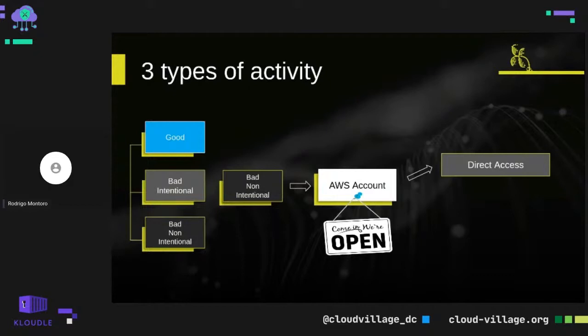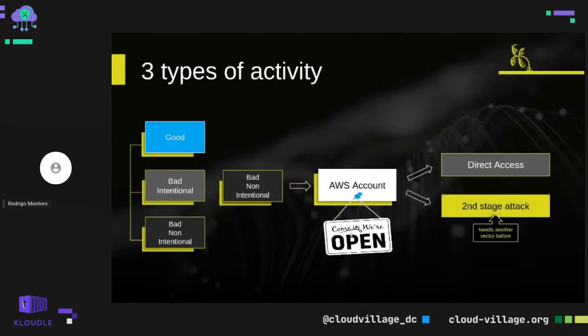Could be a security group where you open a port to a server that's running in some instance that has no authorization and no authentication, and they will have access. So this kind of stuff opens your account to direct access. I don't need anything more. And you have the second stage attack, where you need another vector. This vector could be access to an EC2 instance, a server-side request forgery, an access key, or a user and password.